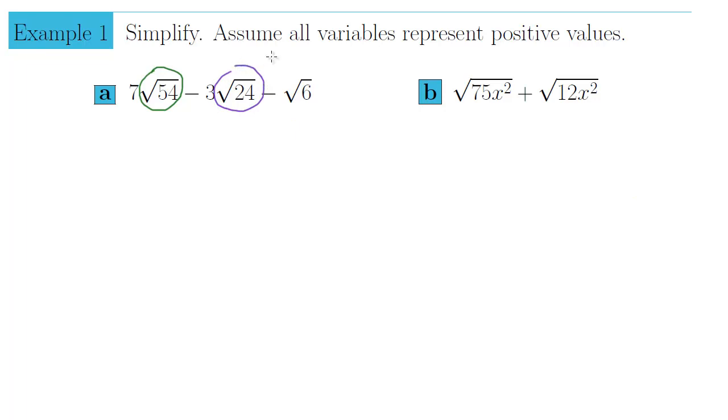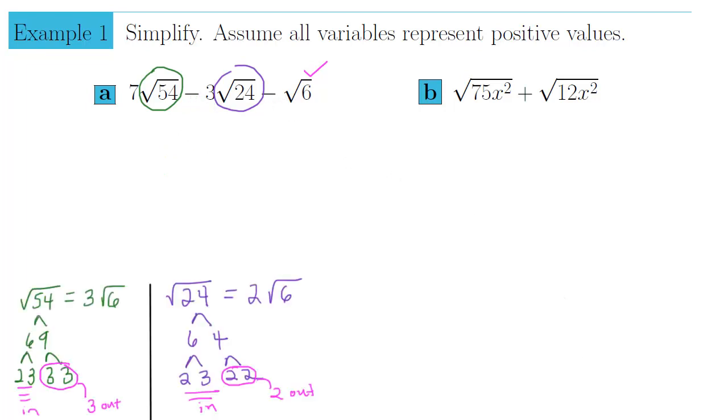Now the root 6 doesn't need to be simplified, because it can't. There's no pairs of factors in 6 that we can pull out anyway. So let me go ahead and do the simplifications for root 54 and root 24 very quickly, and then we'll move on with the actual collecting of like radicals. So there's my simplifications for the two unsimplified radicals.